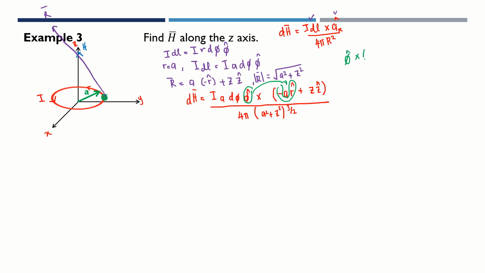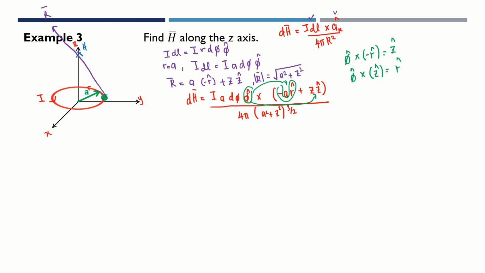P cross product with minus R directions. What are the directions? The directions will be on Z directions. And then P cross product with Z directions, you will get R directions. Okay, so memorize again, revise again this cross product if you are not so sure about this.